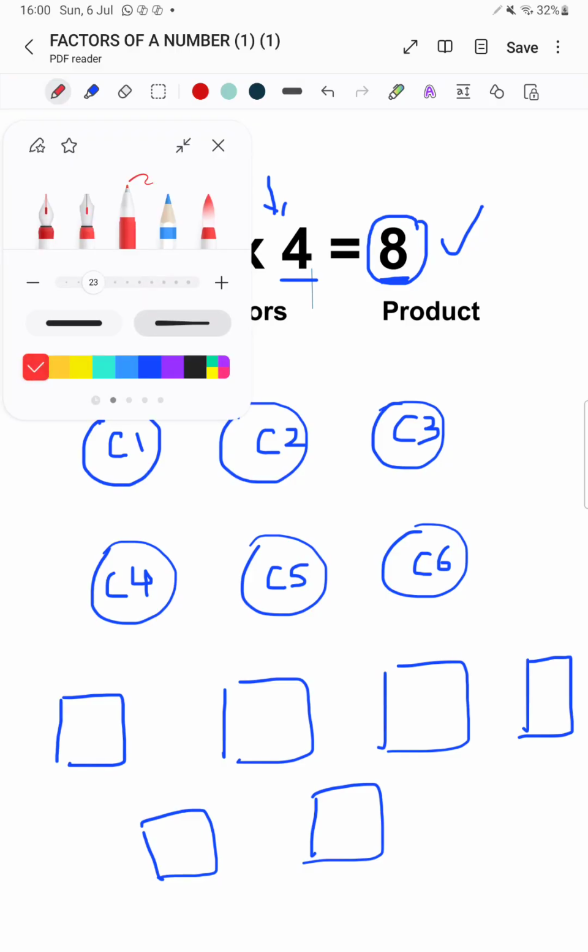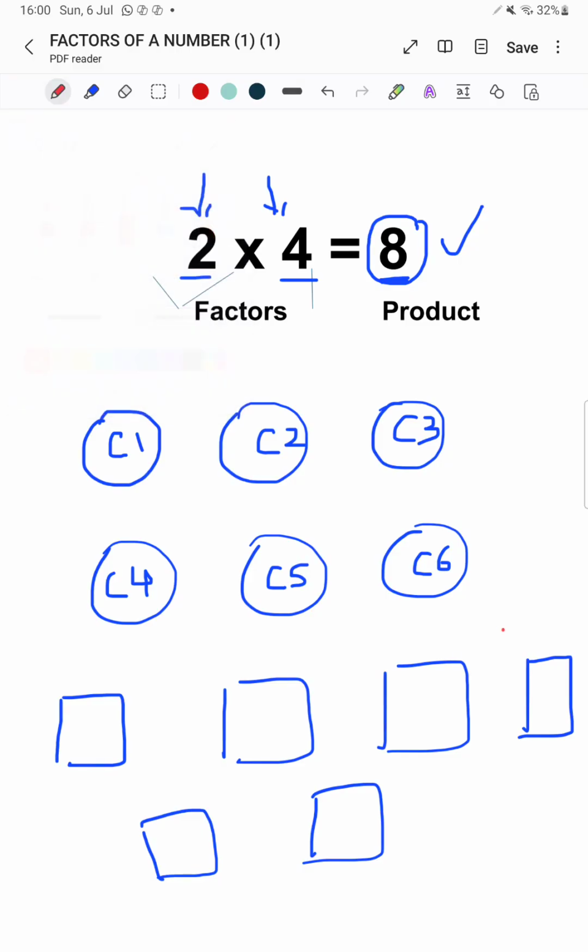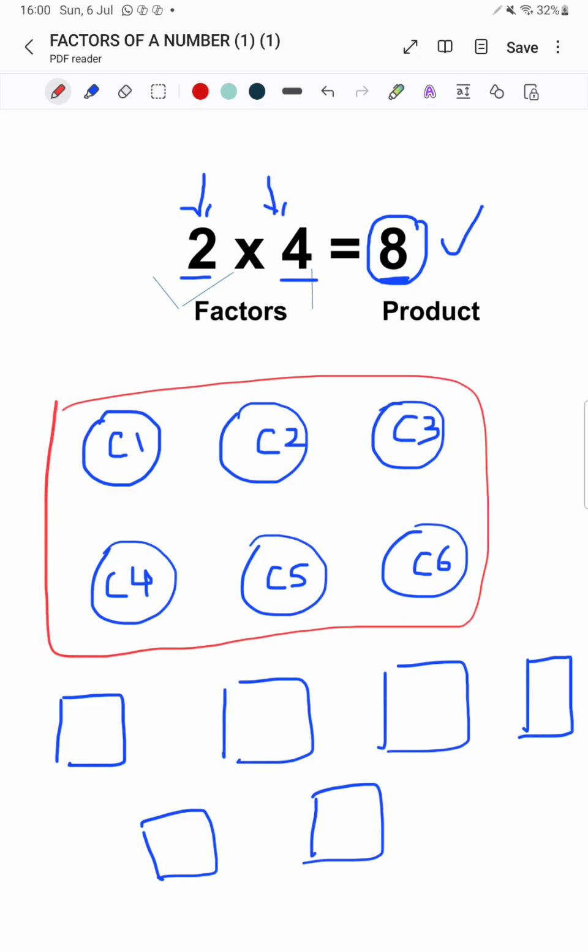Initially I take only one plate. If I have to take only one plate and I have to arrange all these 6 cookies, what do I need to do? I need to keep C1, C2, C3, C4, C5 and C6, all the 6 cookies in one plate. And how can I write it as a multiplication sentence?